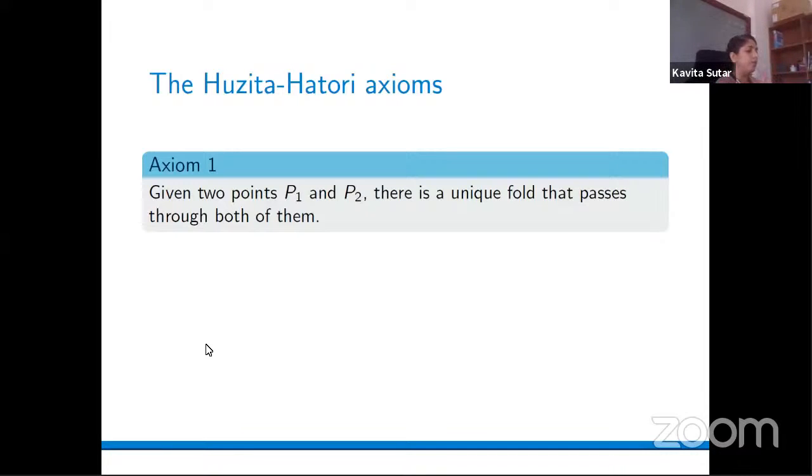Now here what I'm going to do is show you this folding axiom, which says that given any 2 points P1 and P2, there is a unique fold that passes through both of them. If you look at the pinned screen, suppose I take a point P1 here and another point P2 here. Just any 2 points. What we are saying is that there is always a fold which passes through these 2 points. So this is what the fold will be.